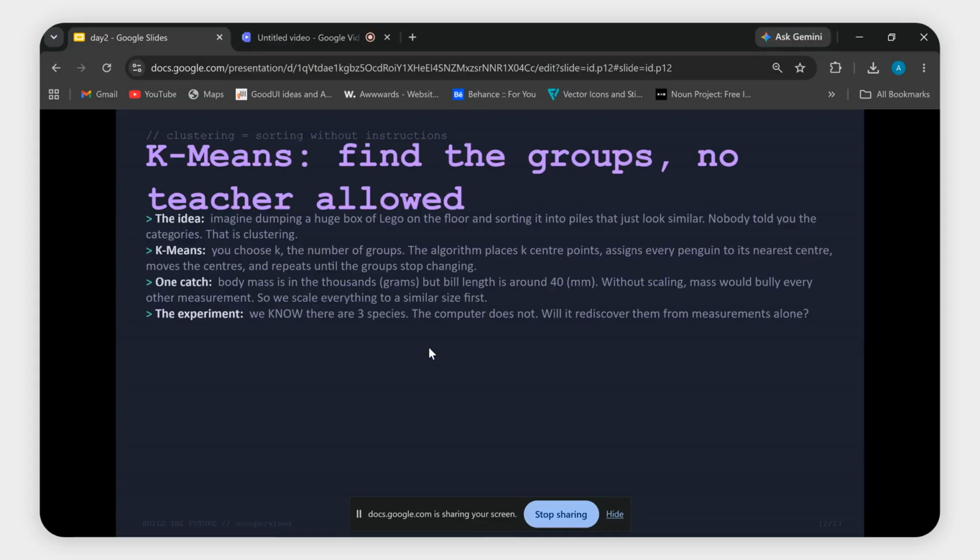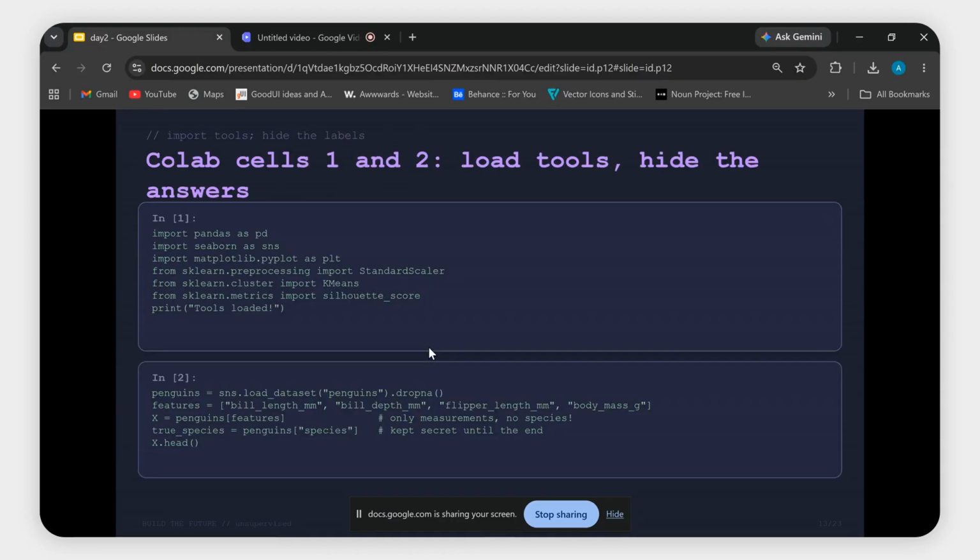And here is the experiment. We know that there are three species, the computer does not. So will it discover them on its own just from measurements? I guess we'll find out. So let's go to our Google Colab again.